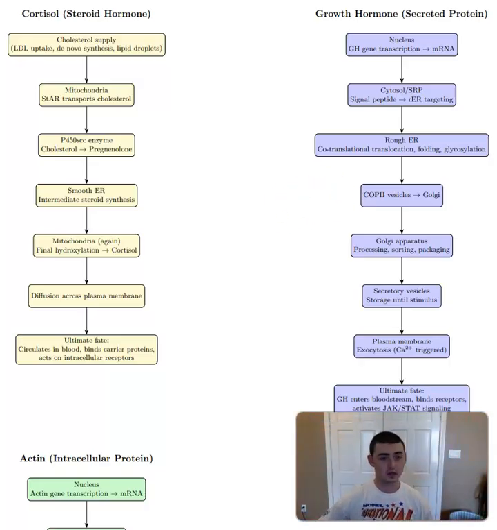David Caldwell. All right. So today I'll be explaining how cells produce and handle three different macromolecules: a lipid, cortisol, which is a steroid hormone; a secreted protein, which is going to be growth hormone; and an intracellular protein, which is actin. Each follows a distinct pathway inside the cell involving different organelles and ending up with different fates in or outside the cell. First, we're going to start off with cortisol.